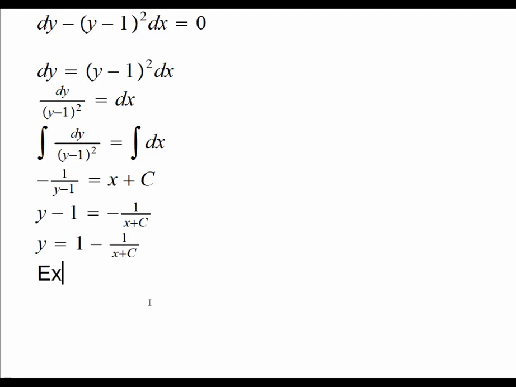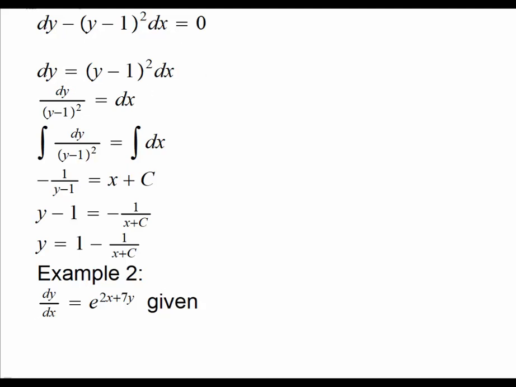So now let us take another example, say example 2, in which I am solving a given differential equation, dy dx equals e to the 2x plus 7y. So this is a differential equation that's given to us, and we want to solve it.